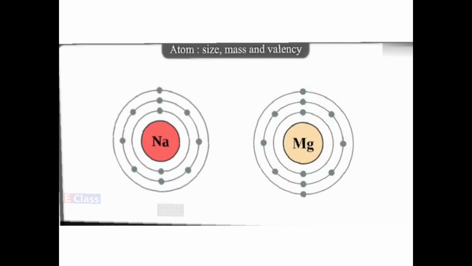The mass of the atom is supposed to be concentrated at its nucleus, because the neutrons and protons present in the nucleus are called nucleons, right? Their total number is the atomic mass of the atom.